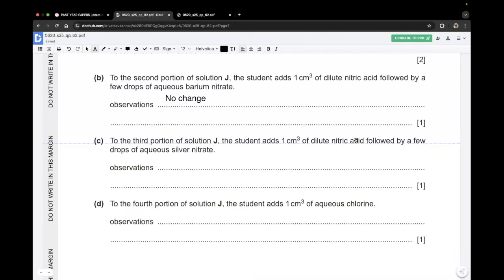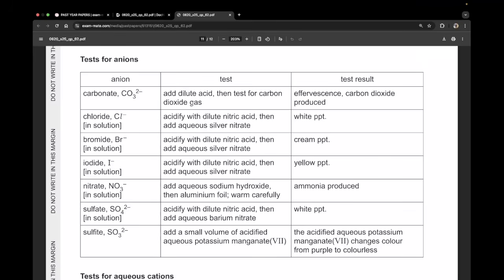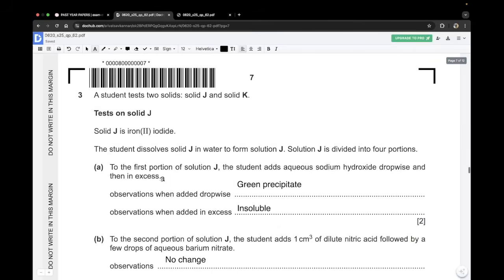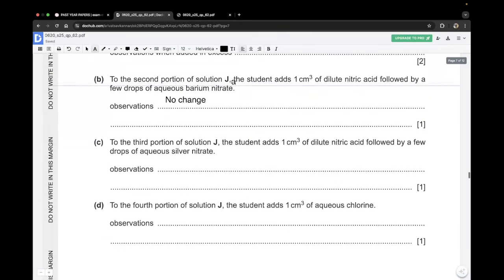1 centimeter cube of dilute nitric acid, few drops of aqueous silver nitrate. Remember this test, go back. Which test is it? It is the test for chloride, bromide, and iodide. And indeed, we have iodide over here. So the observation is a yellow precipitate. Just write that. No explanation needed, none of that. Precipitate. Add 1 centimeter cube of aqueous chlorine.